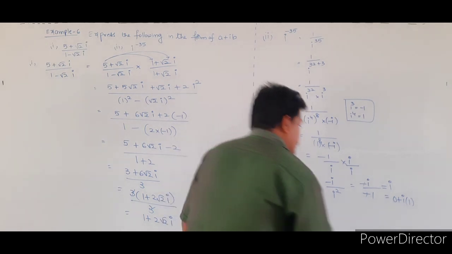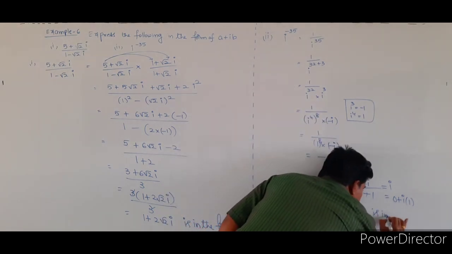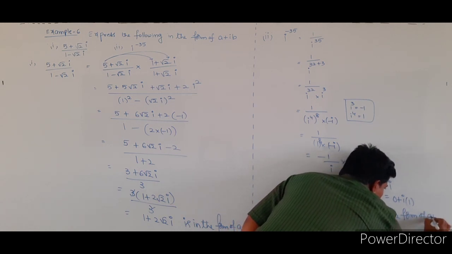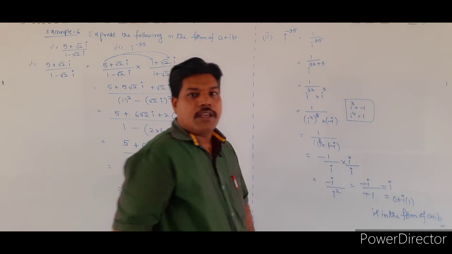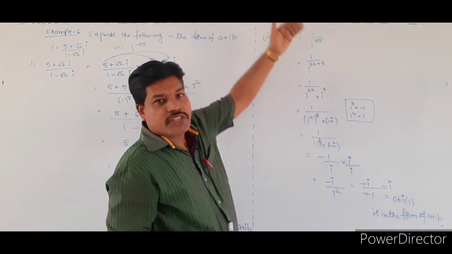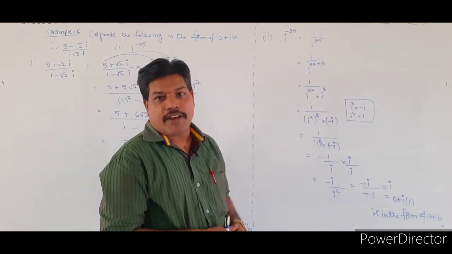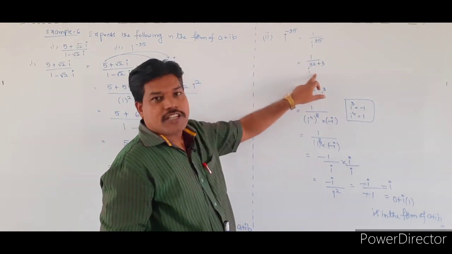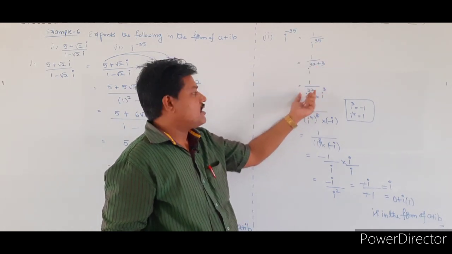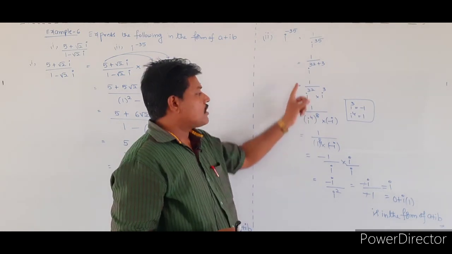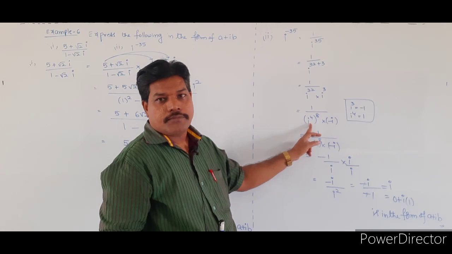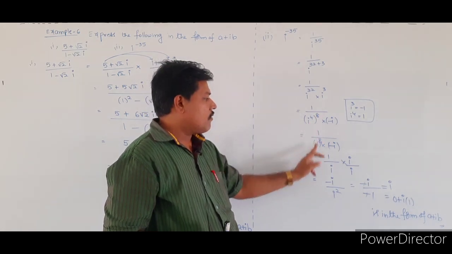So what we can declare is that it is in the form of a plus ib. See that question: i power minus 35, we can take it as 1 by i power 35. So 1 by i power 35 is nothing but, 35 can be written as 32 plus 3. a power m plus n can be written as a power m into a power n. i power 32 can be written as i power 4 whole power 8. So the i power 4 value is 1, so automatically this value becomes 1, and 1 power 8 is 1.